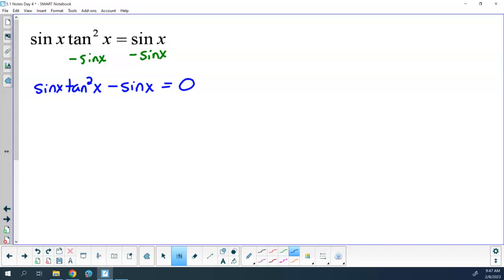Now, it looks like that problem that we just did, and I can factor out a sine of x, leaving me with tangent squared of x minus 1 equals 0. Now I can set my factors equal to 0.